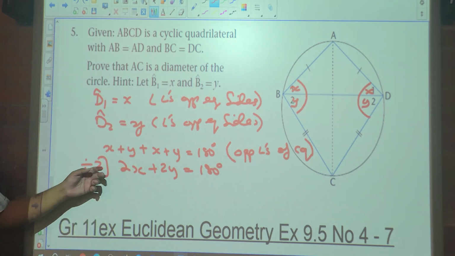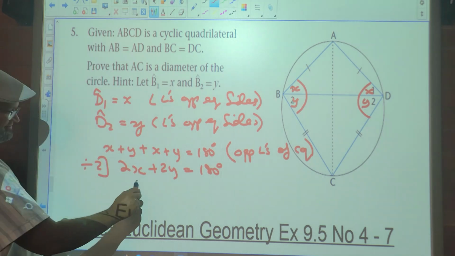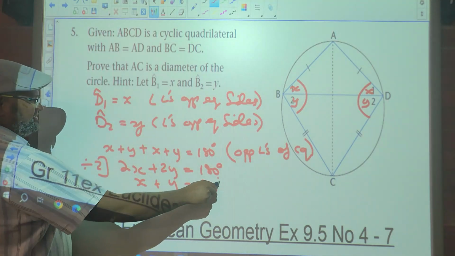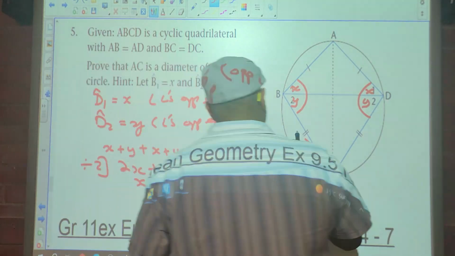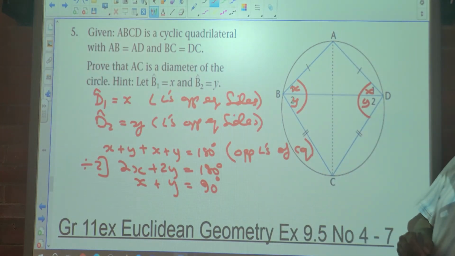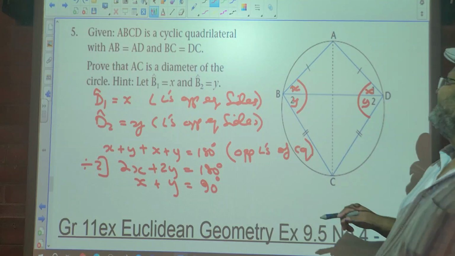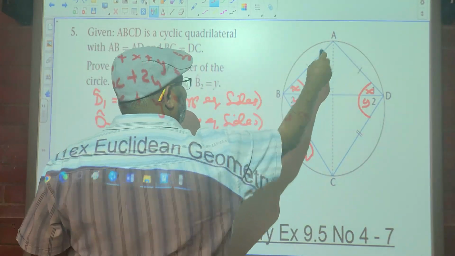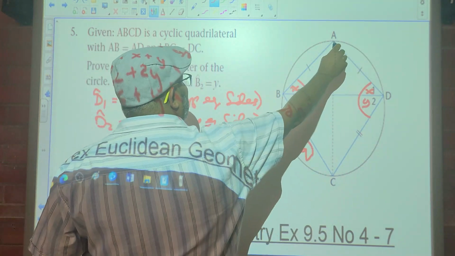Right, so 2x divided by 2? x. 2y divided by 2? y equals 90. That's it. Can you see this is now 90? I was going to say this, but not this time, because you said it right. So we got now, as you can see, x plus y is 90.